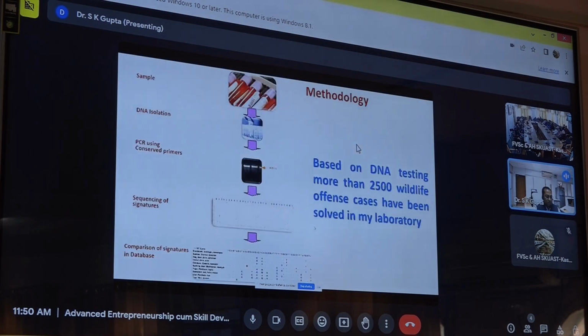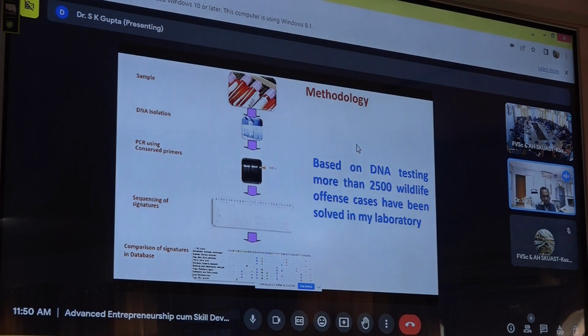So such type of particle can be used. Such type of blood stain can be used for identifying. This is a simple methodology how we can identify the species using DNA testing. So we extract the DNA, we do the PCR application, we do the DNA sequencing, and then we compare this DNA sequence within our database.